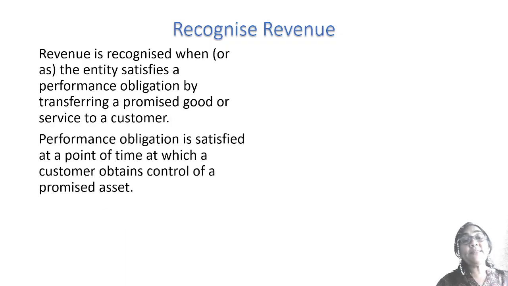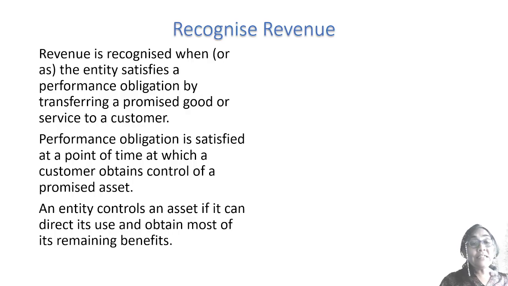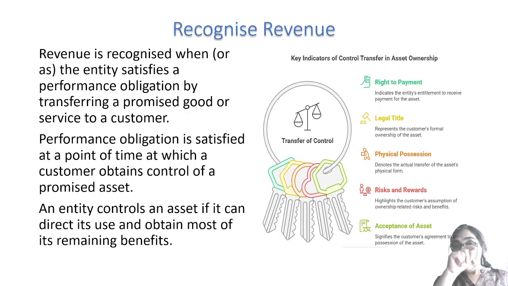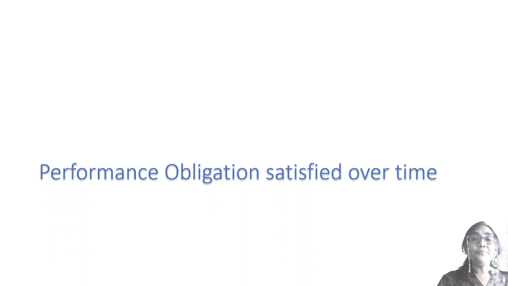The performance obligation is satisfied at a point of time when the customer obtains control of the promised asset. An entity controls an asset if there are indicators identifying whether the control has been transferred to the customer. First, the entity gets the right to payment. The legal title has been transferred, the physical possession has been given to the customer, and the risk and rewards associated with the ownership of the asset are with the customer, and acceptance of the asset by the customer.